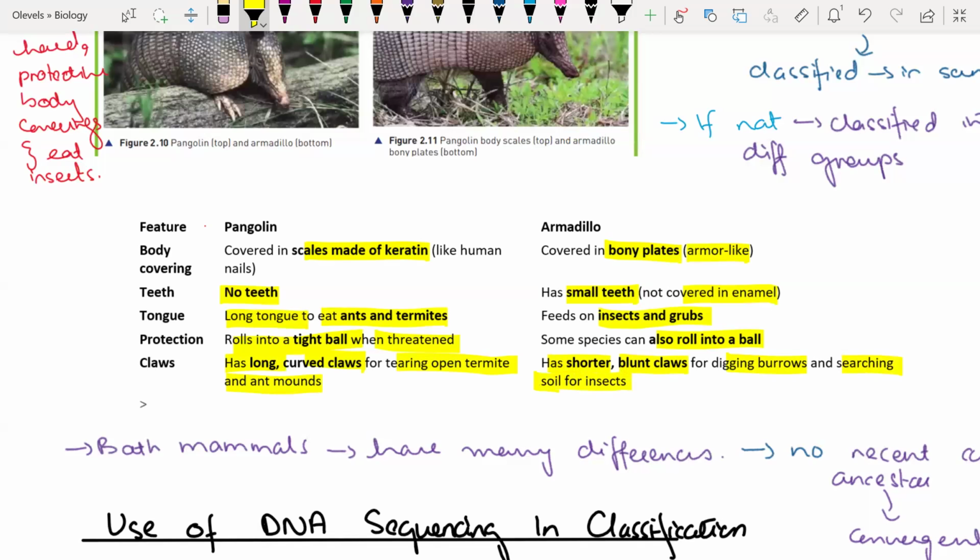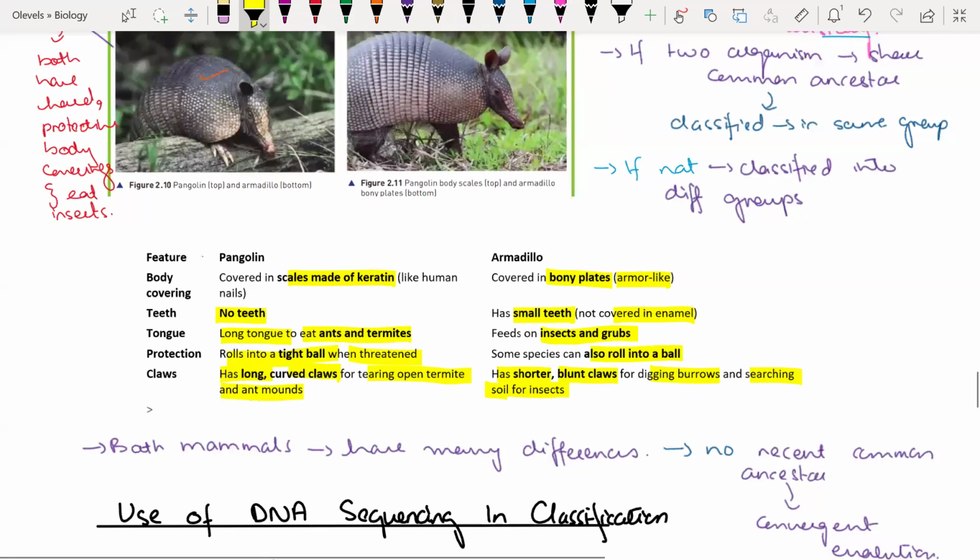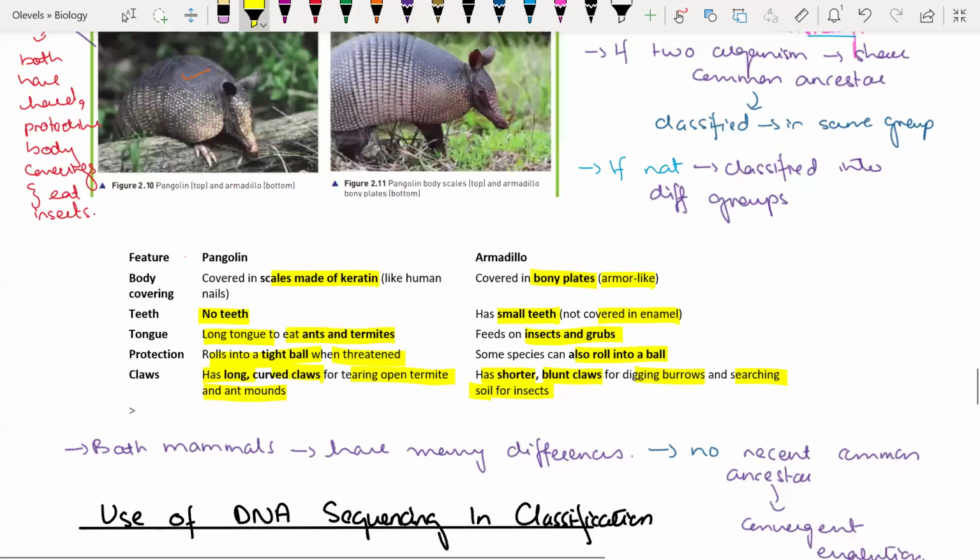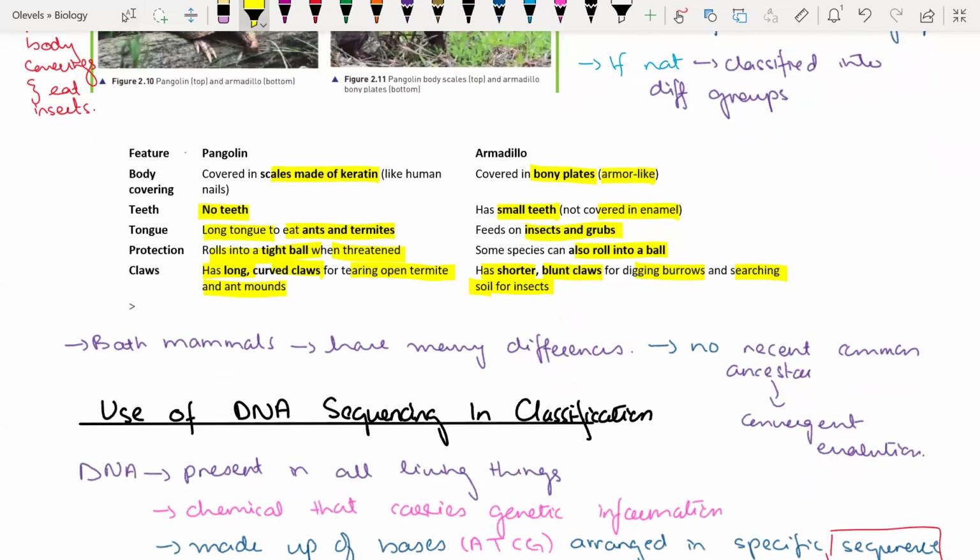Right? So that is how they differentiate from each other. Is that clear? Any question till here?